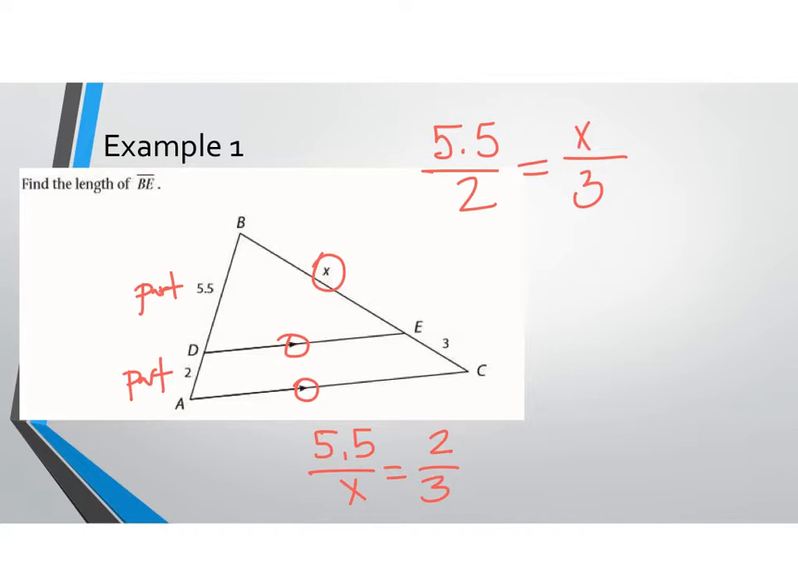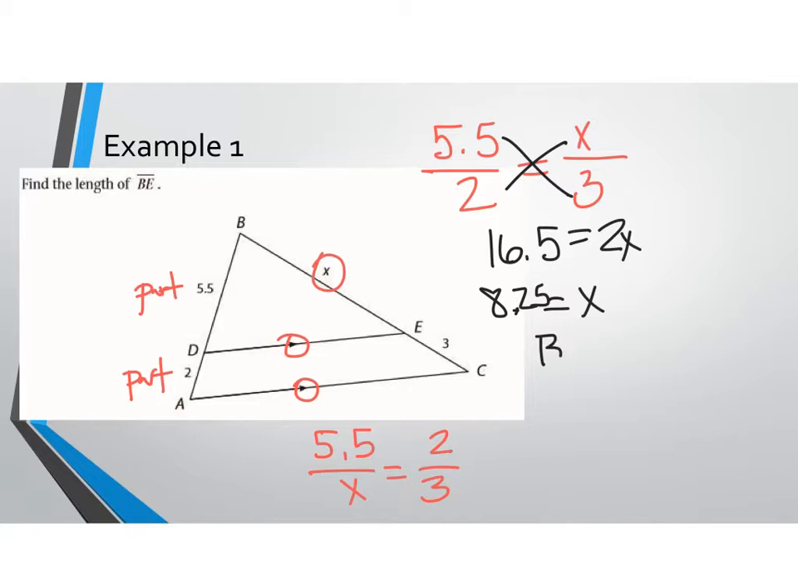We'll quickly run through the math, and then we will not always show the math. You should be using cross products like we've done before. 3 times 5.5 is 16.5. 2 times x is 2x. Divide by 2, and you have an answer of x equals 8.25. You just found x, so you just found BE, which is what was asked for. And you are done. So this proportion here would have given you the exact same value of x. So you don't necessarily always have to use the same one someone else uses. You can still get it correct.